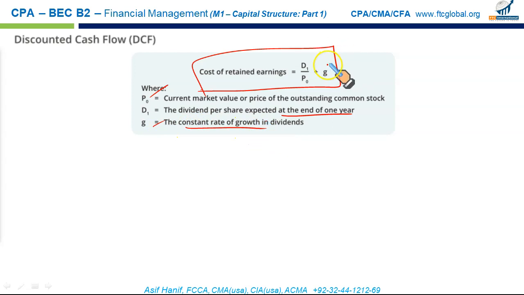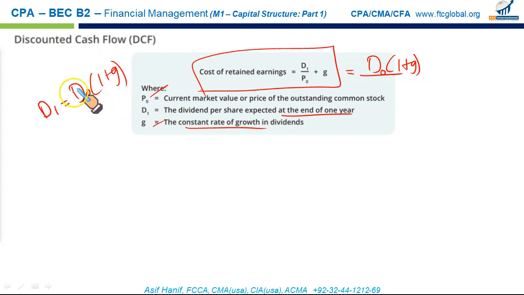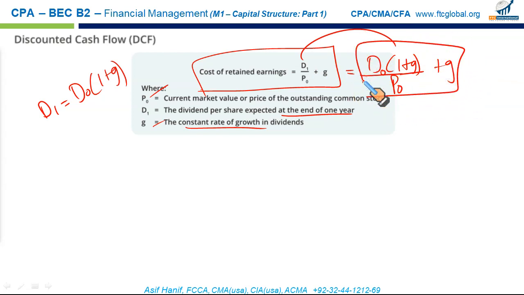Now, there are two formulas that we can use. One is given here. Sometimes you are given the current dividend, the dividend that has just been paid. So the formula will be a little modification of this one. In that case, instead of writing D1, you will write the current dividend D0 into 1 plus G. Effectively, you can say that D1, the next dividend, is equal to current dividend grown at G% rate. So this is the same: D1 is equal to D0 into 1 plus G, upon the current share price, plus growth rate. So you can use this formula to calculate the cost of retained earning.